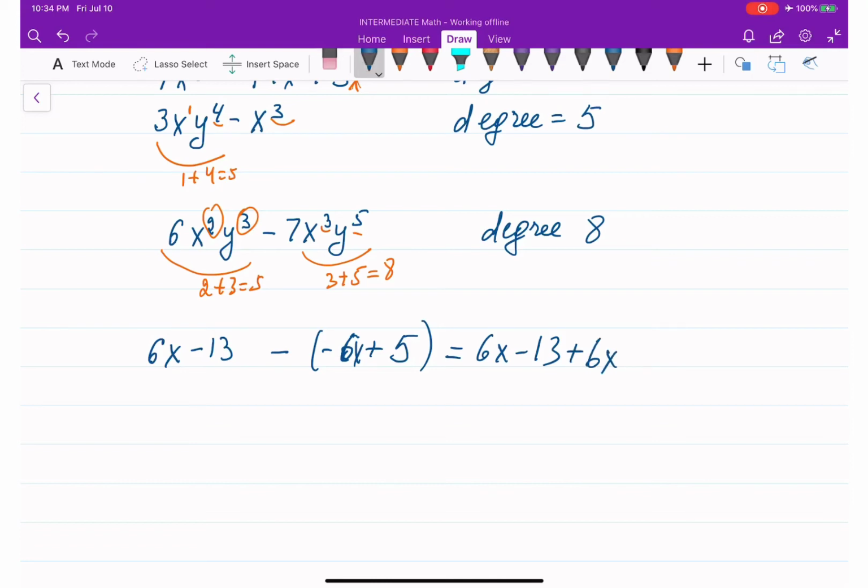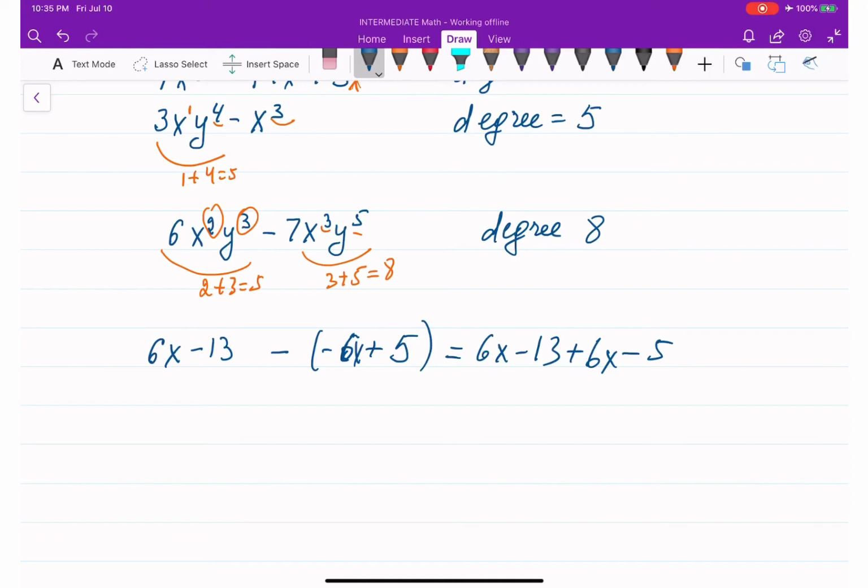Positive 5 will become negative 5. So let's combine like terms. What are like terms? Like terms are the terms that have the same variable in the same format, meaning the same degree. So it's not enough that the variable has to be the same, like both of them have to be x, or both of them have to have x and y. Also the degree has to be the same.